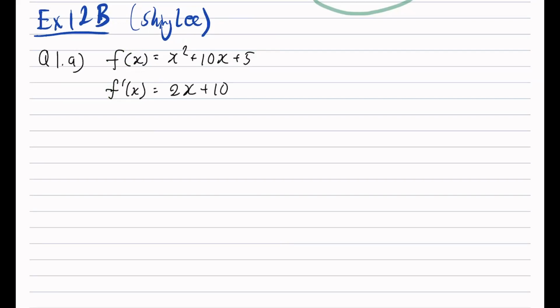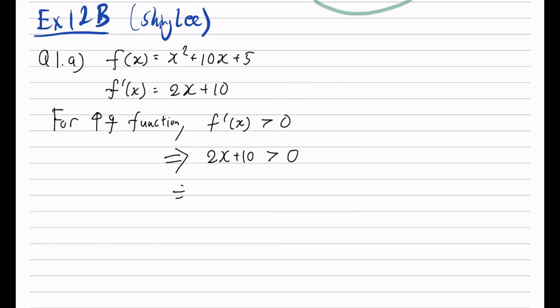If you want increasing function, what was the condition? Your gradient is more than 0. Very good. So that means f prime of x. Okay, right, here's how we present it. For increasing function, f prime x or dy by dx more than 0, which implies that, draw equal sign and then draw arrow like this. This implies that 2x plus 10, which we found previously, is more than 0. Solving this inequality, we get x more than negative 10 over 2, which is x more than negative 5. Okay, that's the answer. Easy?